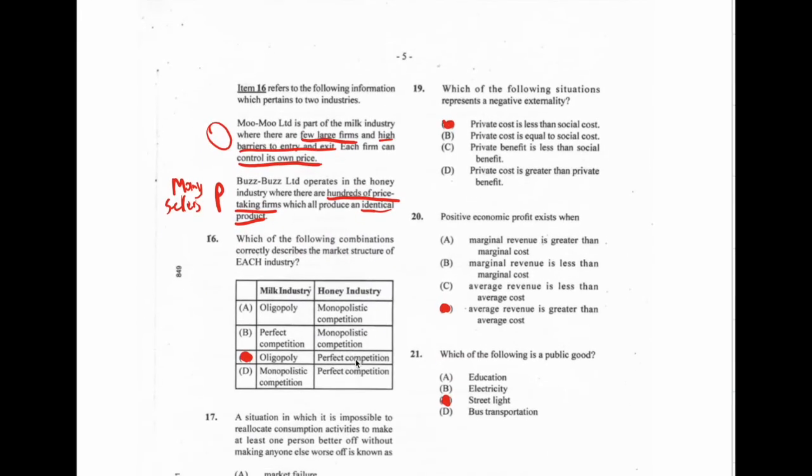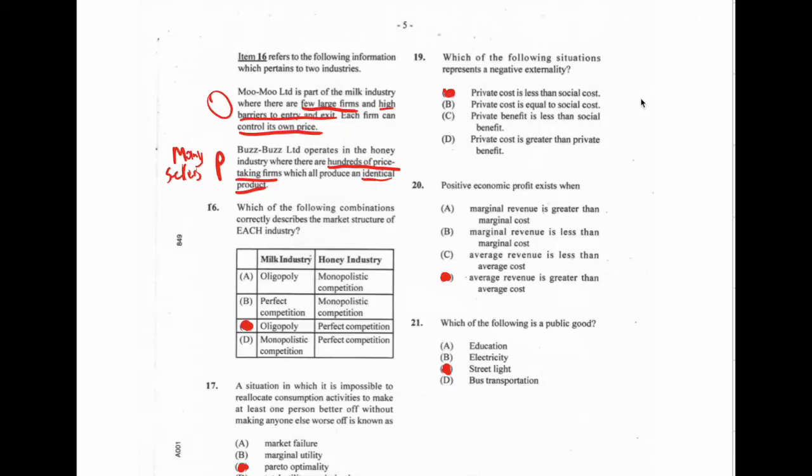19 says, which of the following situations represents a negative externality? And this is A, where social cost is less than private costs. This would lead to an external cost being sustained. Positive economic profit exists where AR is greater than AC.